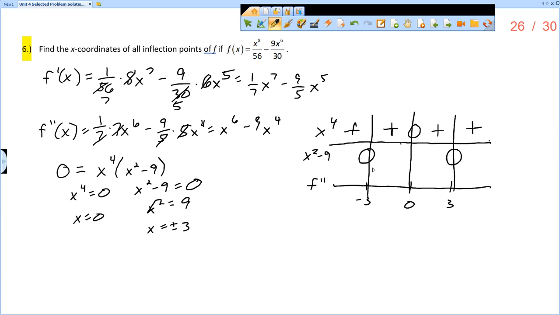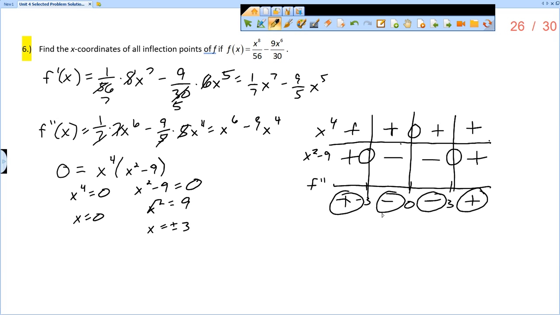Now what about on this bottom row? Pick a number to the left of negative 3, like negative 4. Negative 4 squared is 16, minus 9 is positive. How about in between, like 0? 0 squared minus 9 is negative. Then to the right of 3, like 4. 4 squared, 16 minus 9 is positive. So now carry down your signs. You get a positive, a negative, a negative, and a positive.